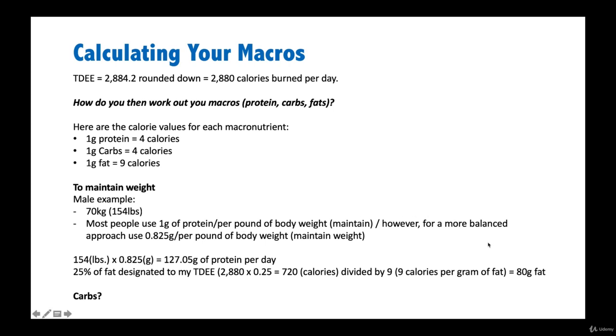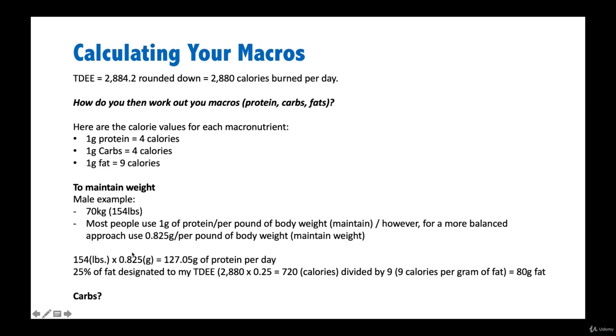However, there's a lot more balanced approach, especially for beginners, to use 0.825 grams per pound of body weight to maintain weight. So what this means is, for every pound of body weight this guy weighs, we must times that by 0.825, which is in grams, to be able to find out how many grams of protein this guy should be having on a daily basis. Like I said, this guy weighs 70 kilos. So in pounds, that's 154 pounds. So we times 154 pounds by 0.825, and that gives us 127.05 grams of protein per day.